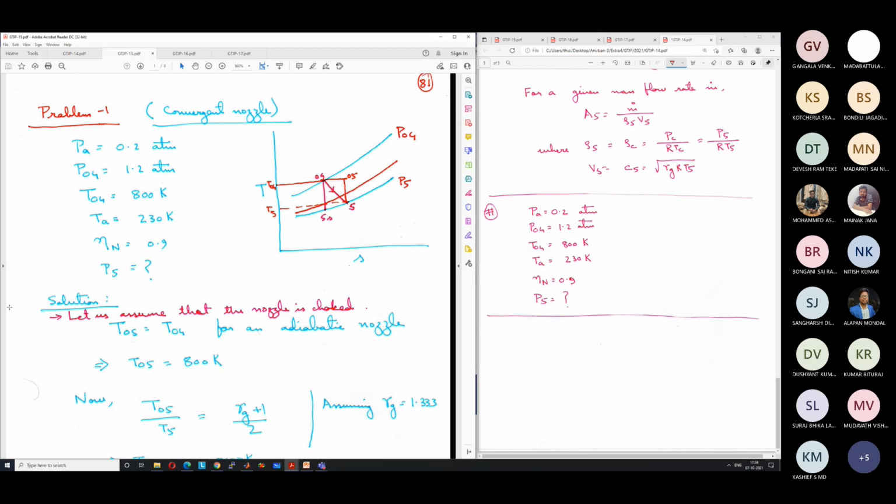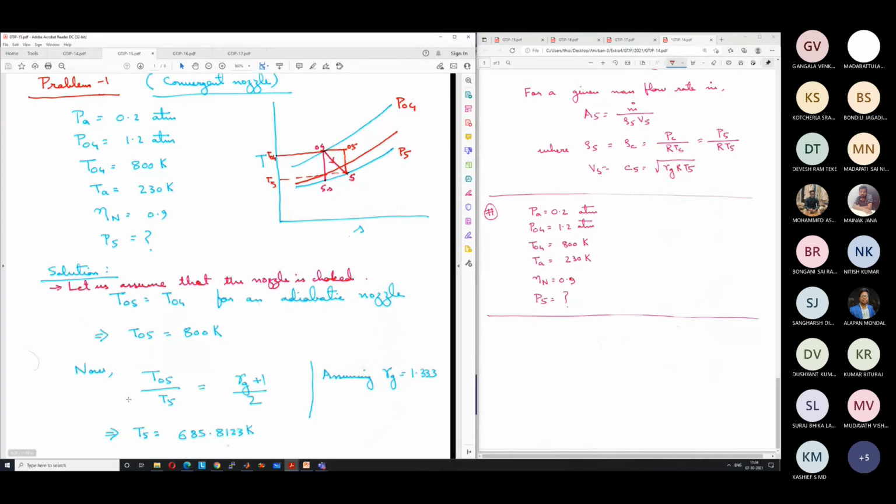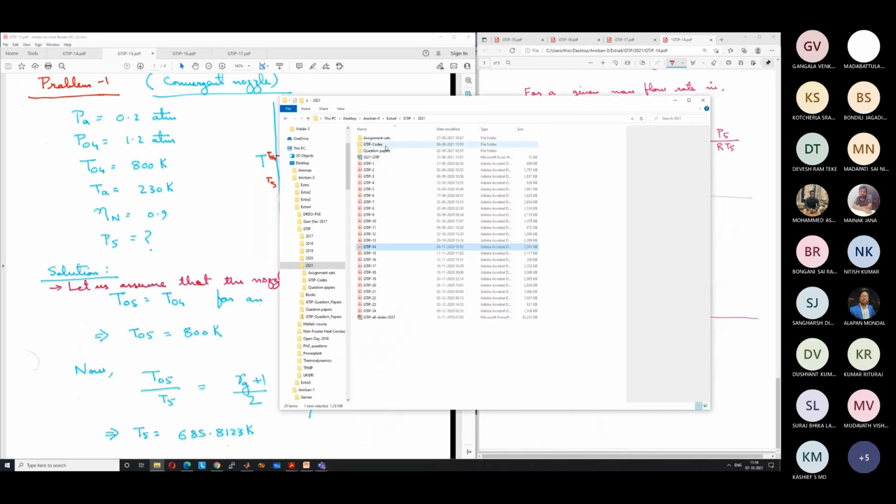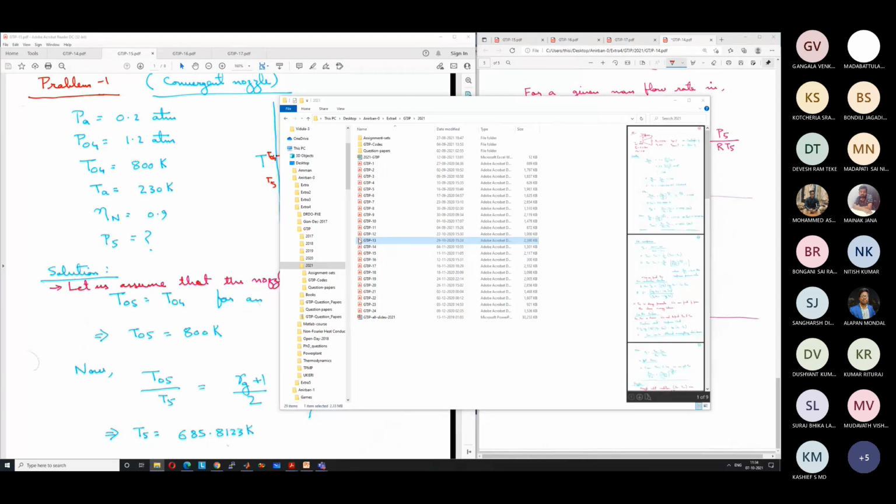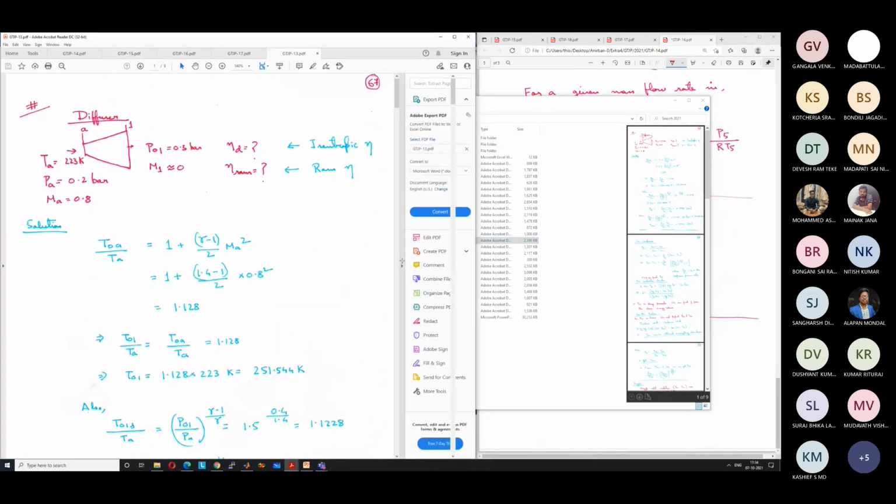So with this assumption that the nozzle is choked, let us first find P5. T05 by T5 is gamma plus 1 by 2. We have already discussed this. Whenever the Mach number is equal to 1, remember how this equation came. Although these are very basic and you can memorize them, you should know how to derive this.